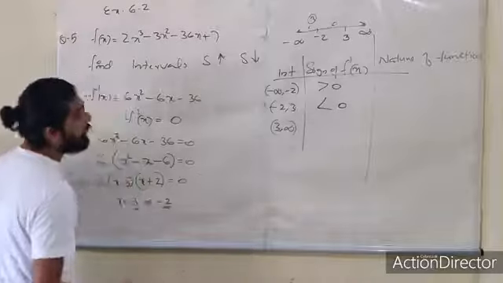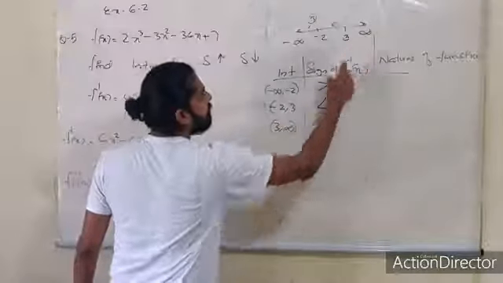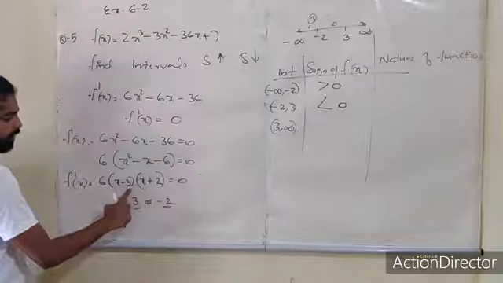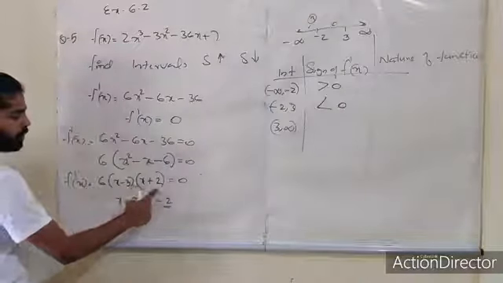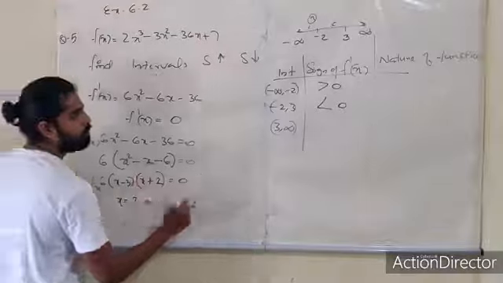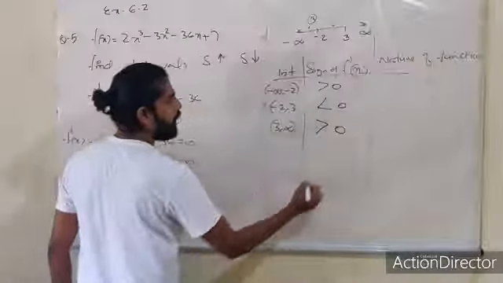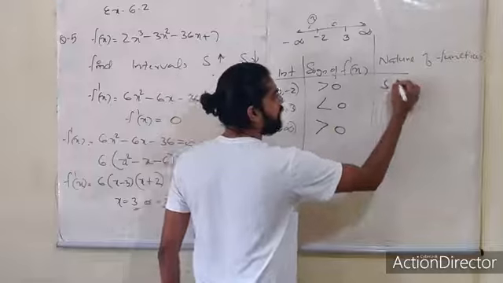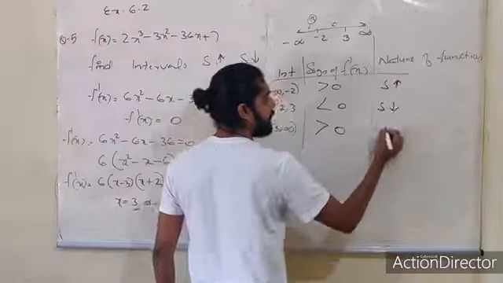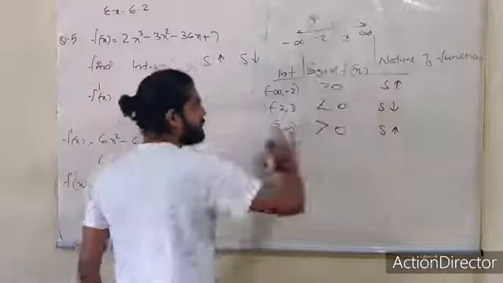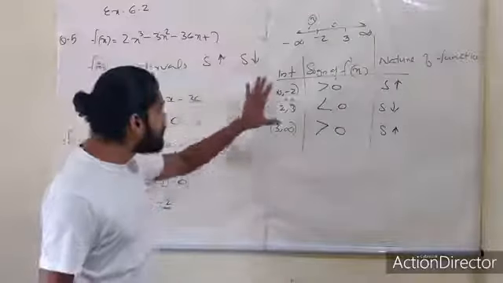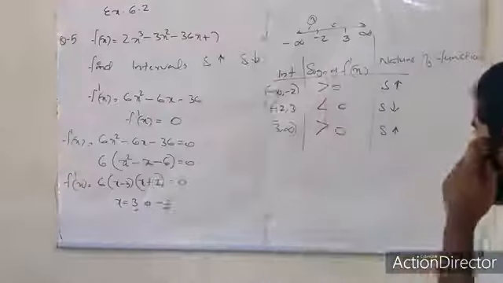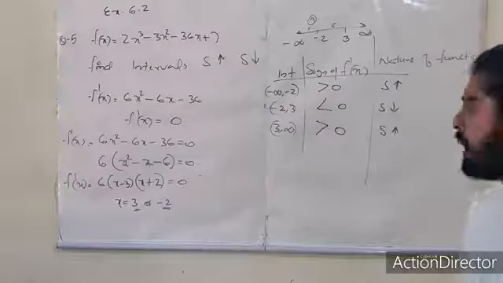Again we take a value between 3 and infinity. Let's take 4. Checking 4 here, 4 minus 3 is 1, which is positive, and 4 plus 2 is 6, which is also positive. Positive into positive will be greater than 0 again. So the nature of the function is strictly increasing, strictly decreasing and strictly increasing. So this is the answer. You have to find the intervals in which the function is strictly increasing and strictly decreasing. Okay, let's move to another question.